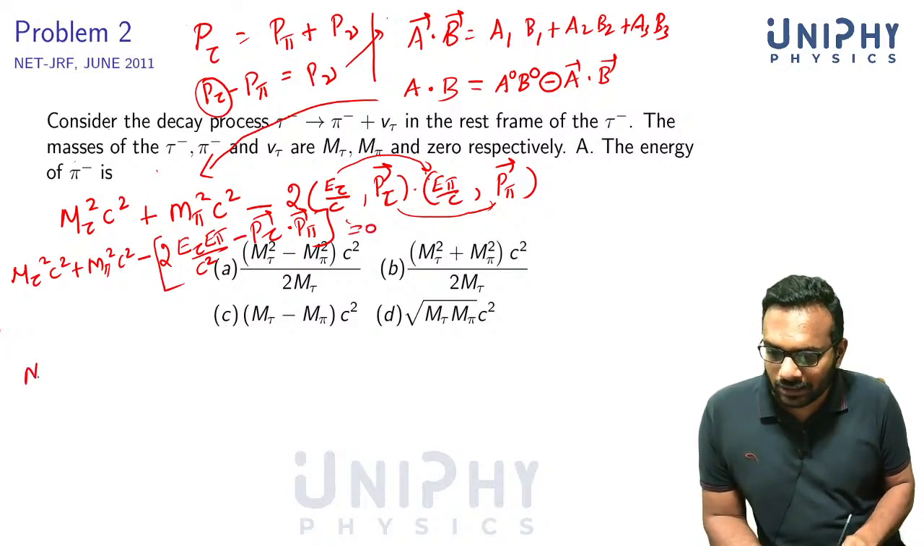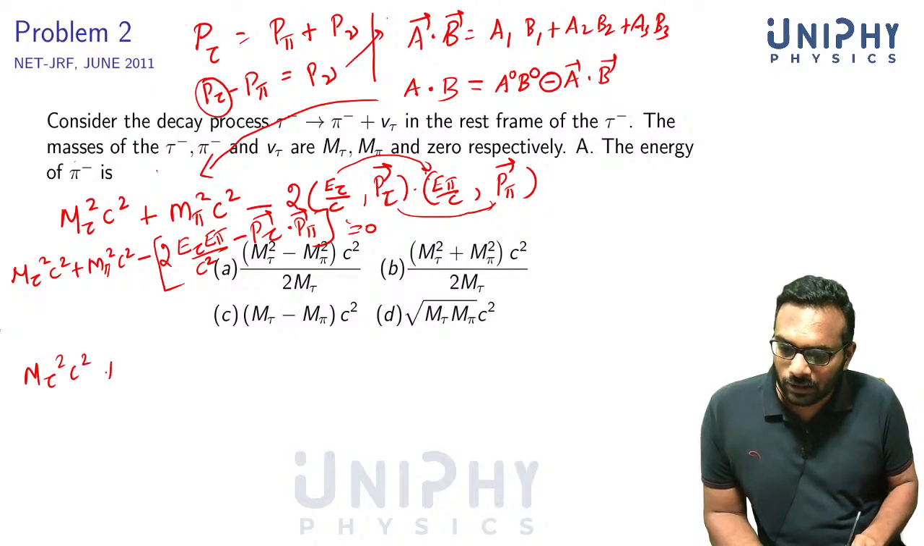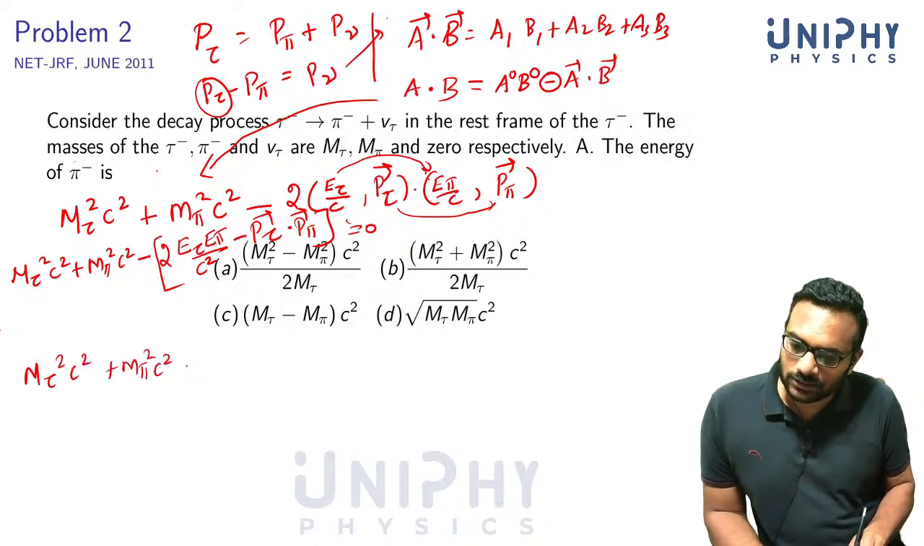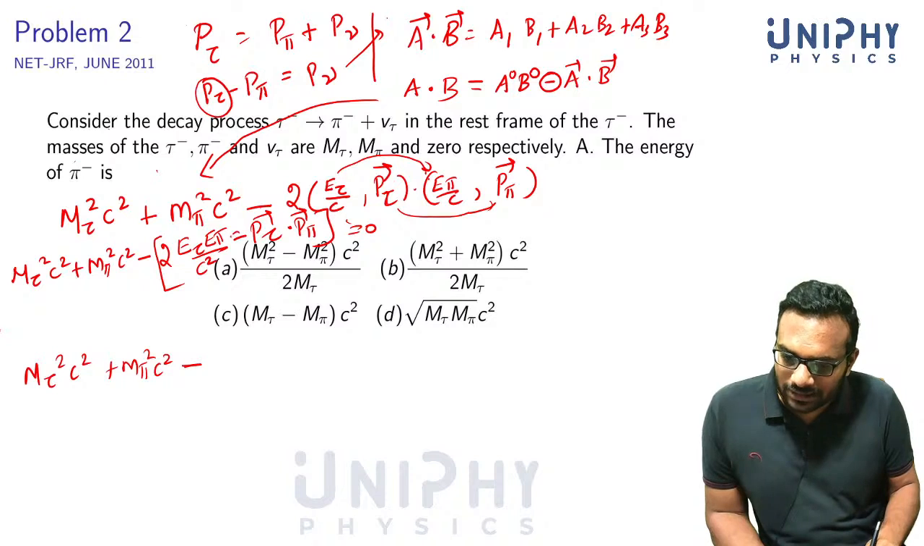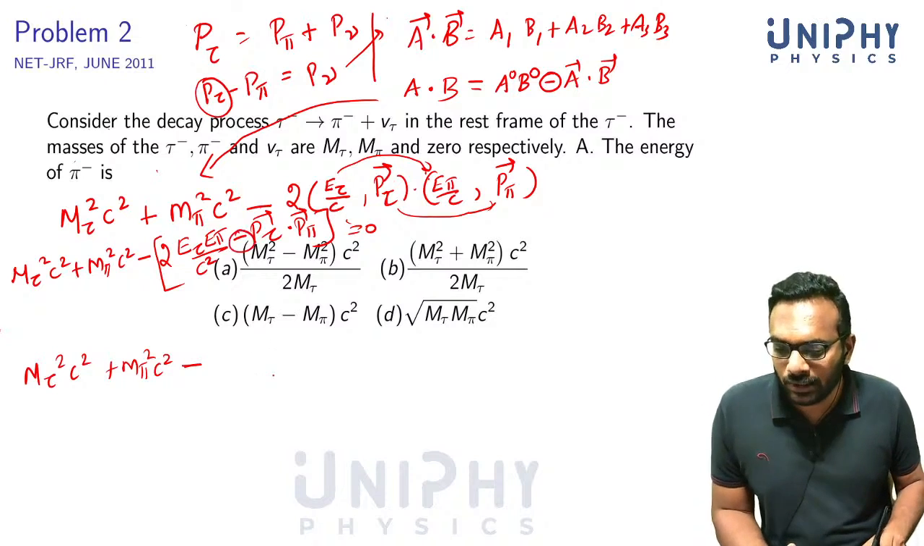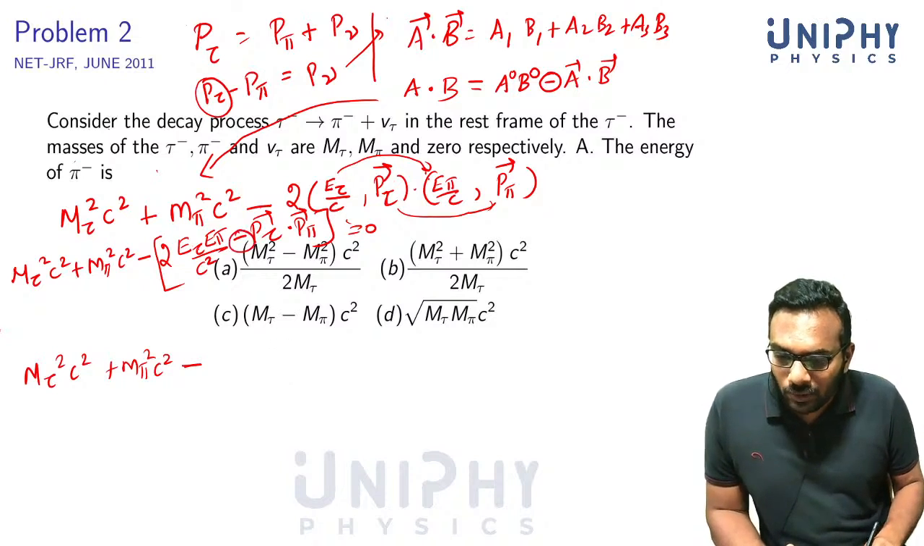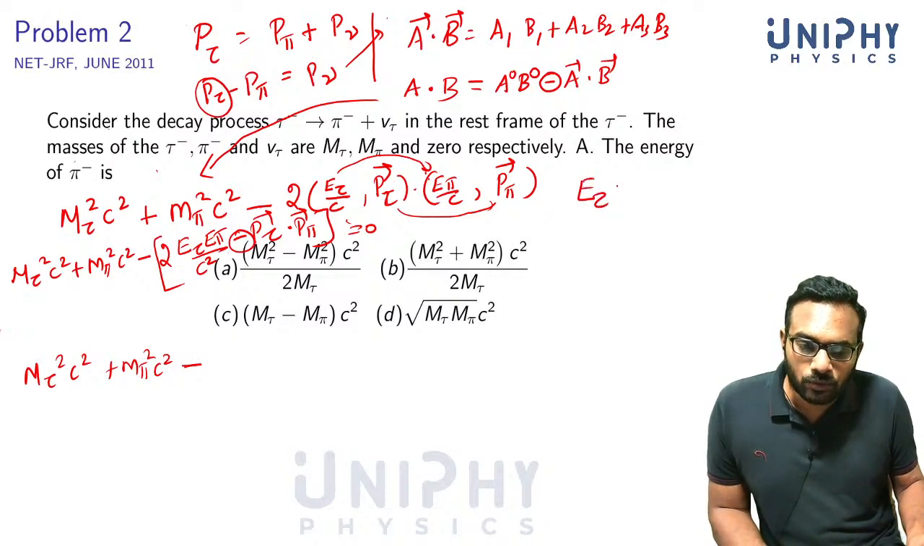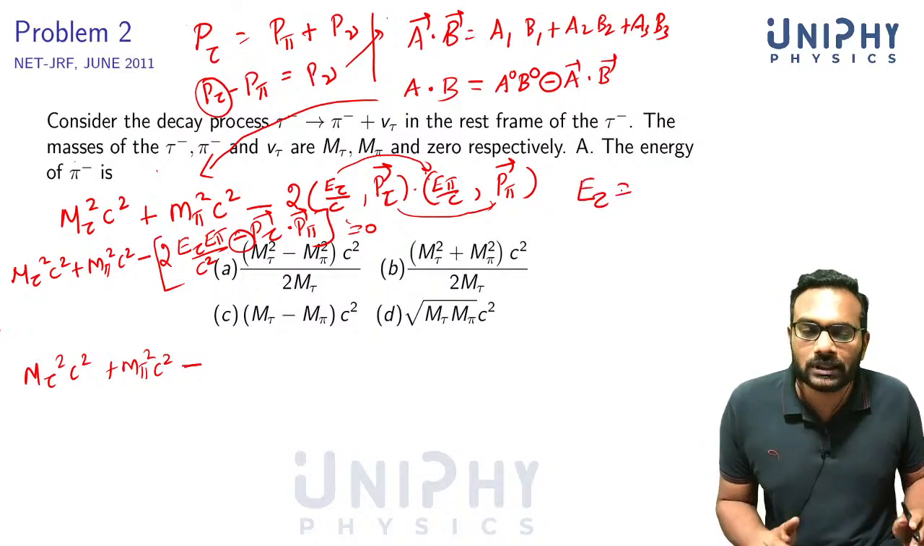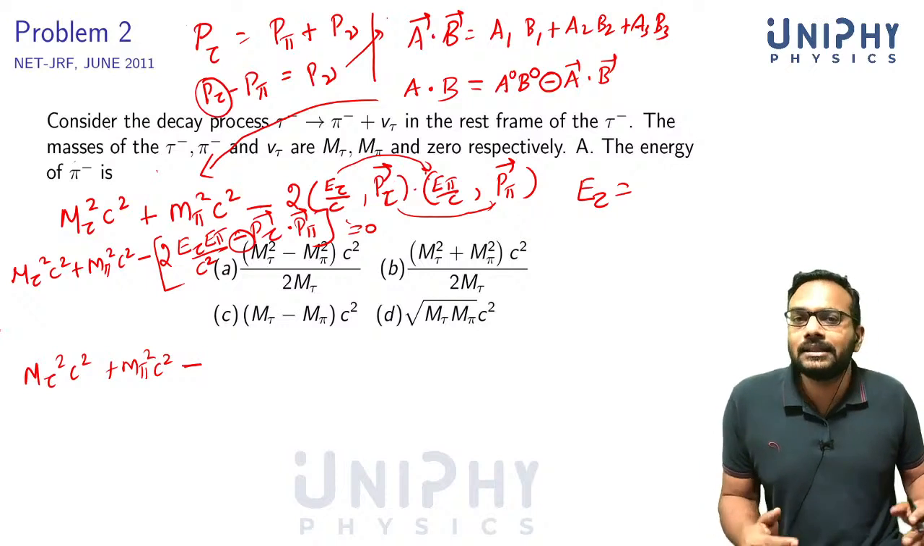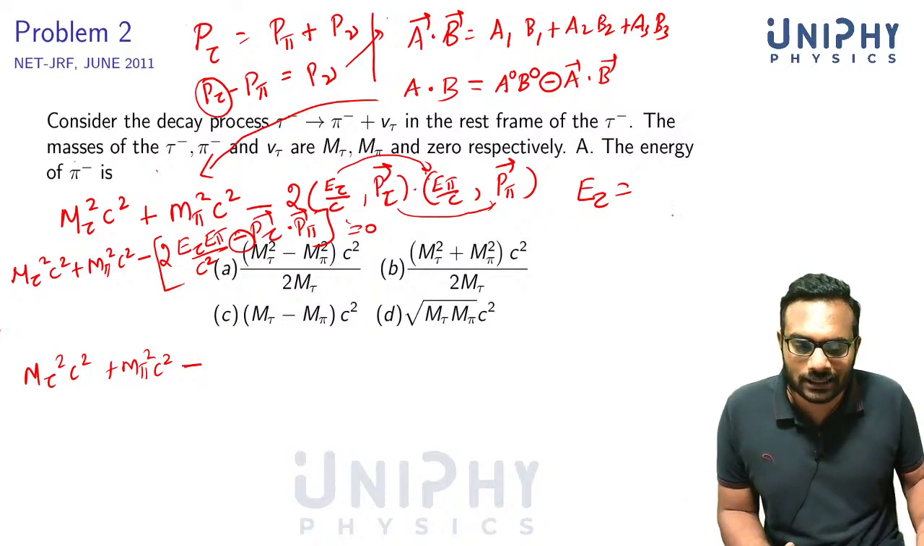Now I will write it like this: m tau square c square plus m pi square c square minus, remember that there is a minus sign here. This is the only thing that you need to be worried about. And what is E tau? We know what the energy of the tau particle is. We know that the particle is at rest. So the total energy is the rest energy. There is no kinetic energy. It is at rest.